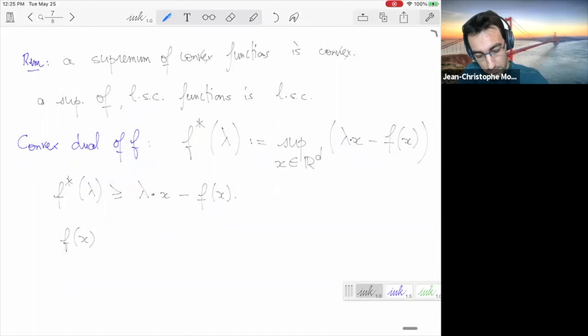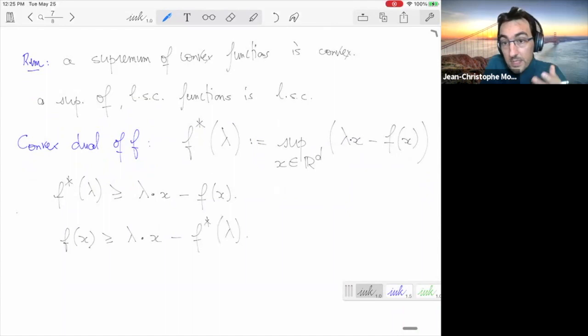that's right. f of x is always larger than lambda dot x minus f star of lambda. And you see that in some sense, this f star of lambda is defined as being the largest possible value such that this is true.